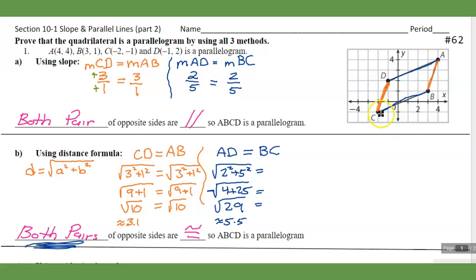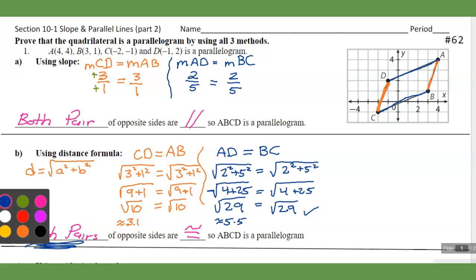On the right-hand side, same idea. We've got rise of 2, run of 5, so we're going to have a square root of 2 squared plus 5 squared. And you'll see the exact same work on both sides. It will always be this way. We're just starting off this way on these problems. So the bottom line is we're trying to get to the end and show that they are the same number for both pairs.